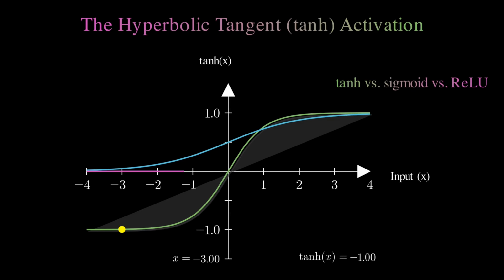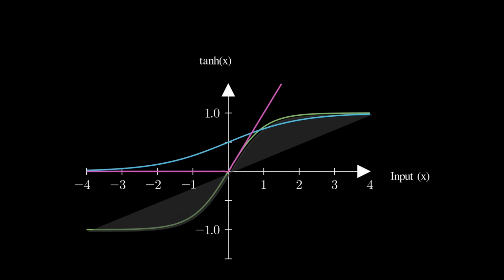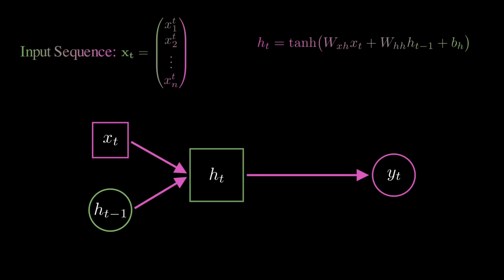Of course, ReLU and sigmoid are also extremely important activation functions in neural networks. Here you have a comparison of the three. Let's return to our recurrent neural network. You'll remember that the arrows represent multiplying by a matrix of weights and then adding a bias.